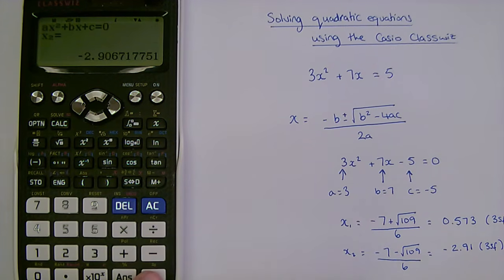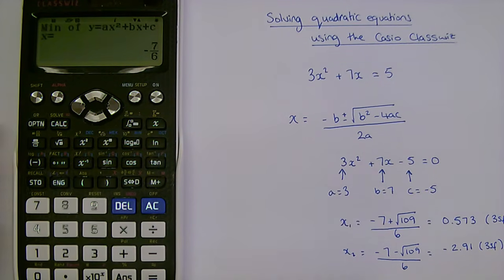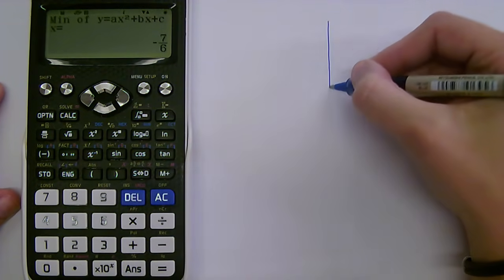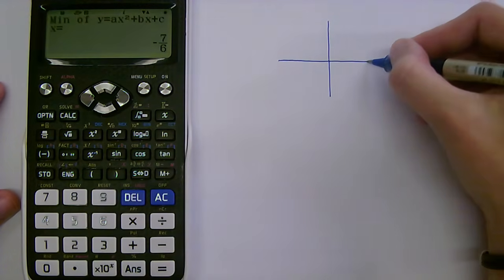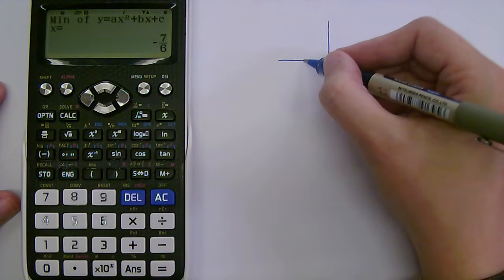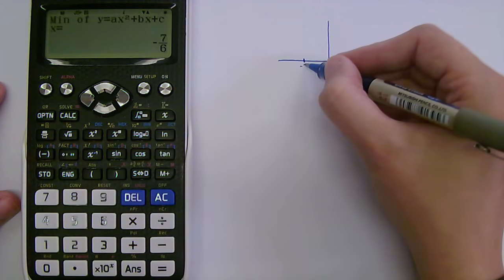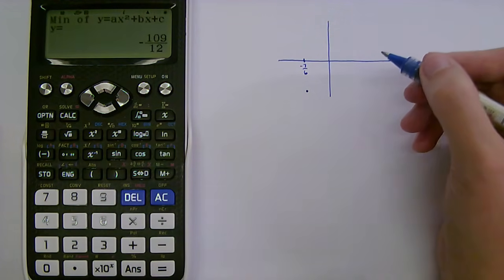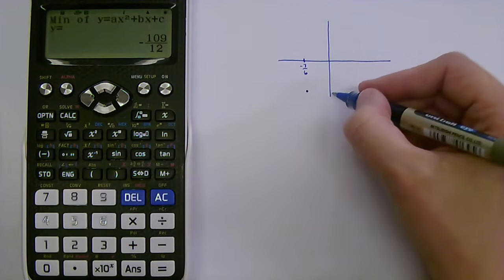Just as an extra, if you press enter again, it tells you that the min of y equals ax squared plus bx plus c, the x is equal to minus 7 over 6. Now what that means, if you know anything about quadratic graphs, is it's telling us the x coordinate of the minimum point. So the x value of the minimum point of the quadratic is minus 7 over 6.